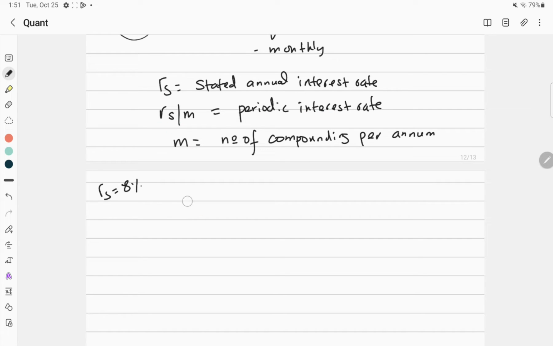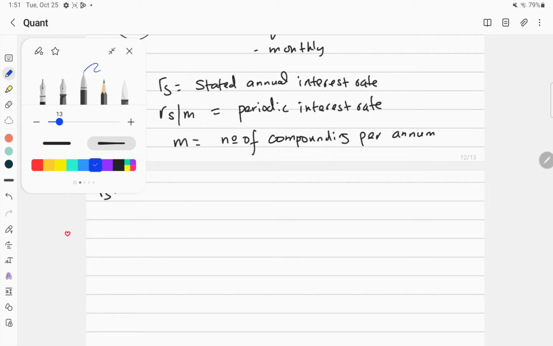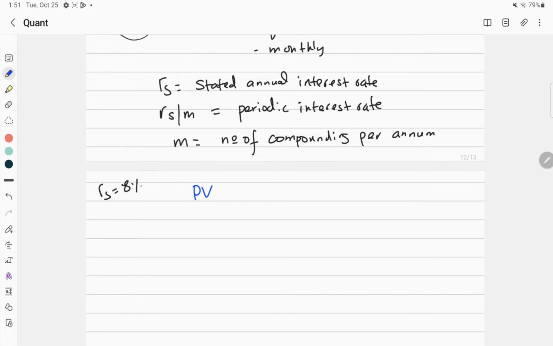Let me do it here: you have present value, the periodic interest rate, which is RS over M, and let's have M times N here, and you have a future value. M times N is simply the total number of compoundings over the N periods. For example, if N is 2 years and M is 4, that means this investment is compounded quarterly for 2 years. So that's what MN means.